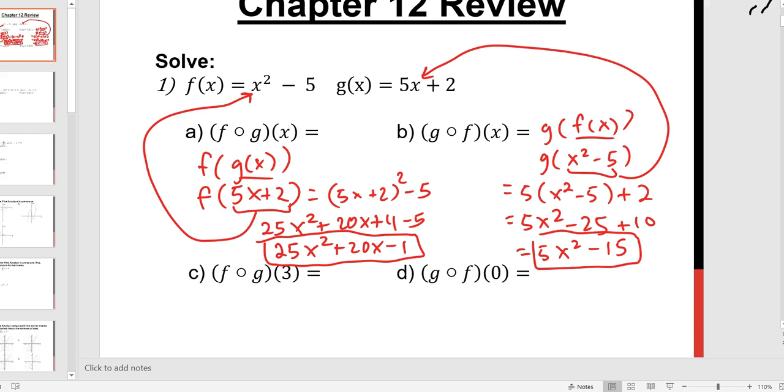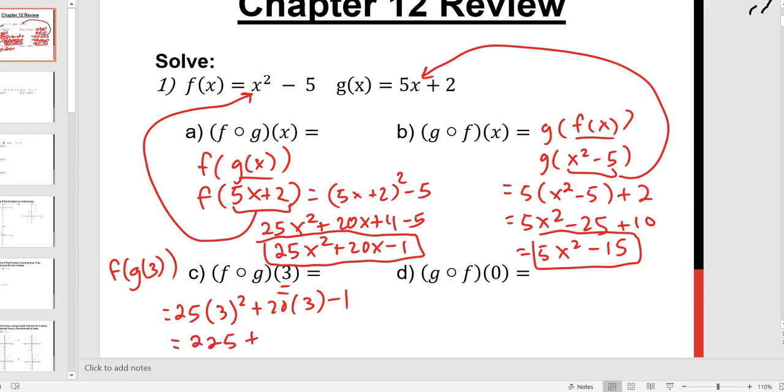When I want to plug in a 3, I don't have to plug it into each one. I could do f of g of 3, but I already have a new function up here, so I could plug this 3 into my composite function. So that would be 25 times 3 squared plus 20 times 3 minus 1. So how about 25 times 9? Should be 225 plus 60 minus 1. 285 minus 1, about 284.